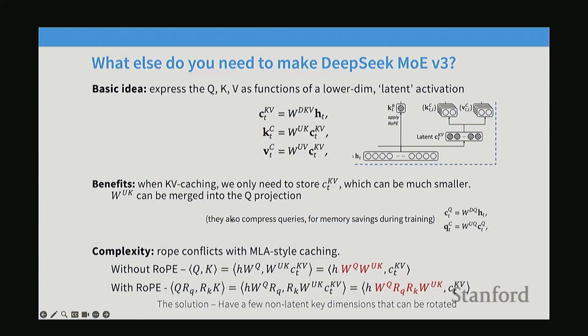They also compress the queries for memory savings during training, but really that one is not quite as necessary because it doesn't interact at all with the KV cache.